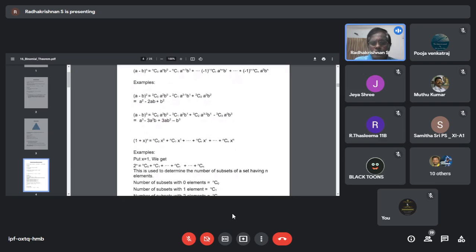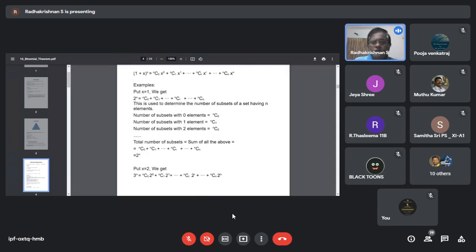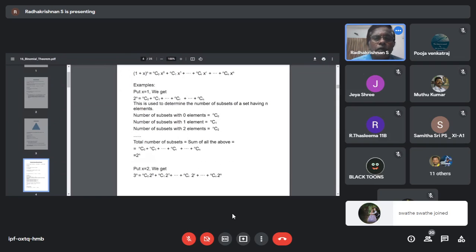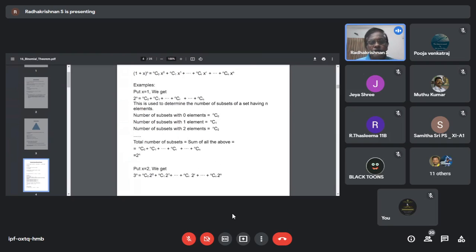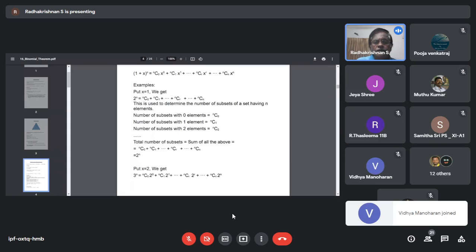So the other particular case is to put x equal to 1 to get the expansion of 2 to the power of n. So this is 1 plus x whole to the power of n. Instead of a you put 1 and instead of b you put x. So you get this formula: nC0 into x power 0, nC1 into x power 1 and so on, nCr into x power r, finally nCn into x power n. So this is the formula for 1 plus x whole to the power of n.